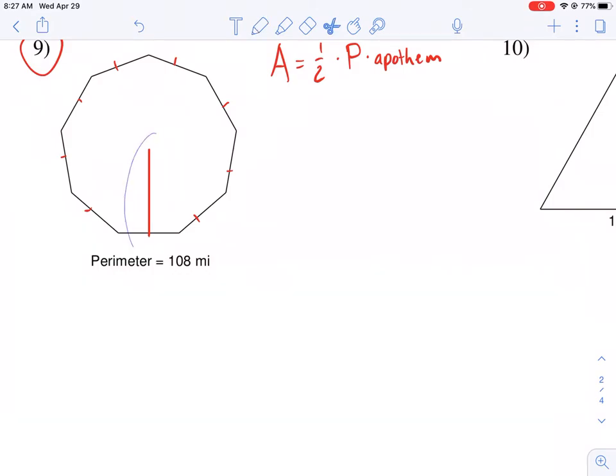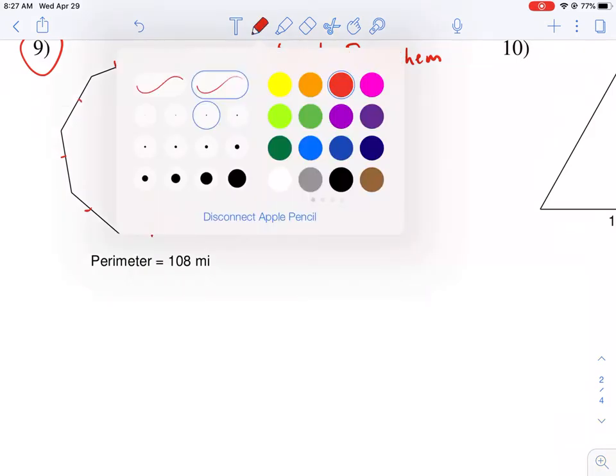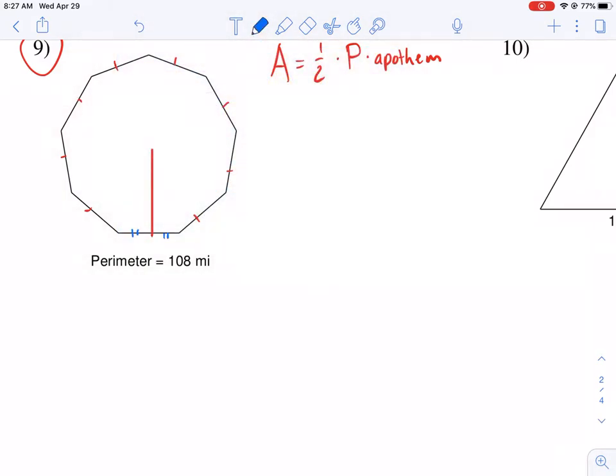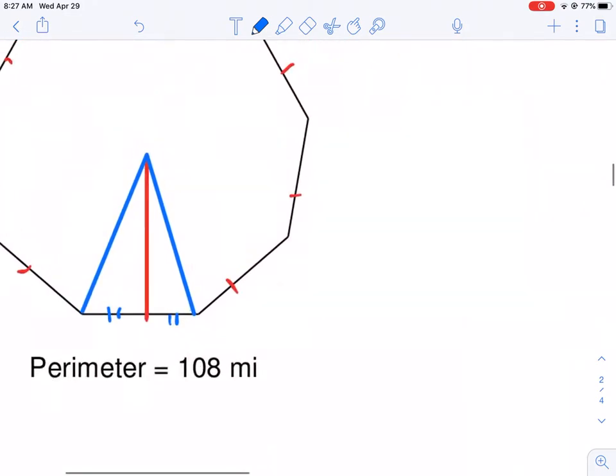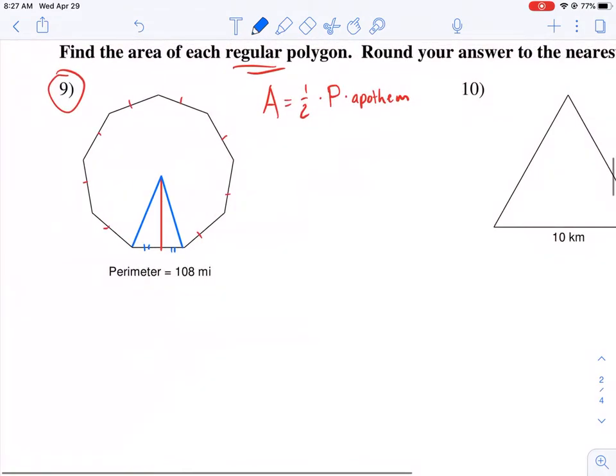This doesn't look exactly centered, so I'm just going to move it over right about there. That looks better. So this would be split into congruent segments, and then if we continued this, you'll see that we can create a triangle. And obviously it's not perfect, but you get the idea. Now we're told that the perimeter is 108, so we have almost everything we need, but we still lack the key thing, which is the apothem, which I drew in red here, and I'm going to label it A.